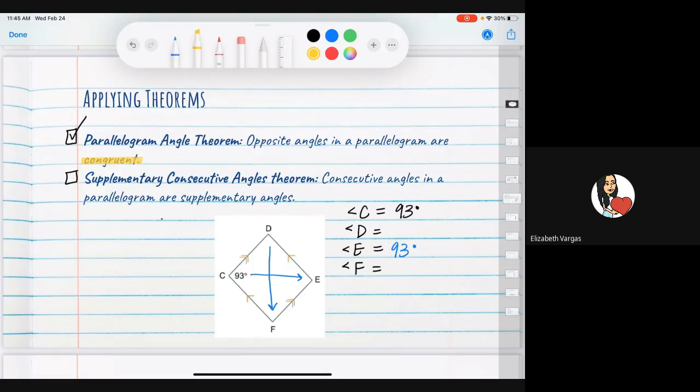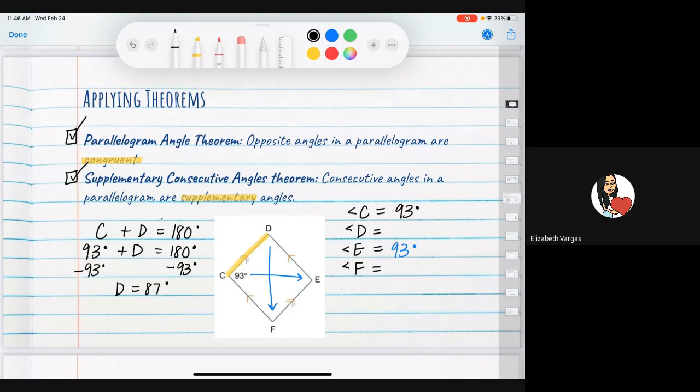So now we're going to move on to the supplementary consecutive angle theorem. Okay, so what does that tell me? Well, it tells me that these two angles, my consecutive angles, are supplementary, so they're equal to 180 degrees. So that means that I can add C plus D and get 180 degrees. So 180 minus 93, sorry. So D is equal to 87.